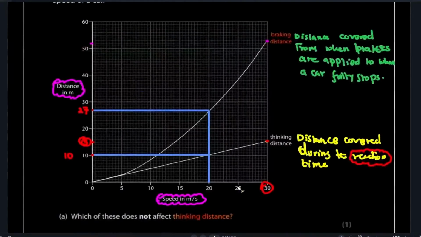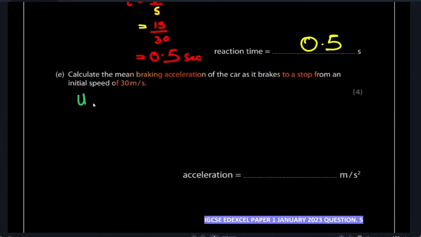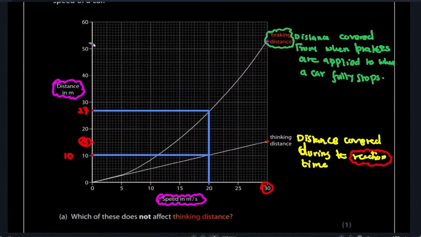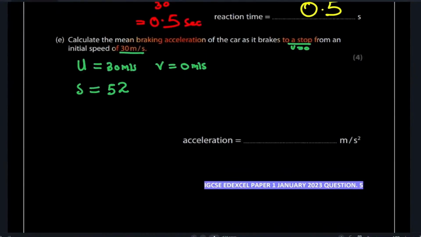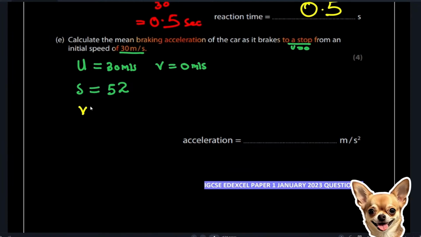Let us see what we can do here. We shall use the equations of motion. S is our braking distance. S is the displacement. U is the initial velocity. V is the final velocity. So V is final because this car is coming to a complete stop.